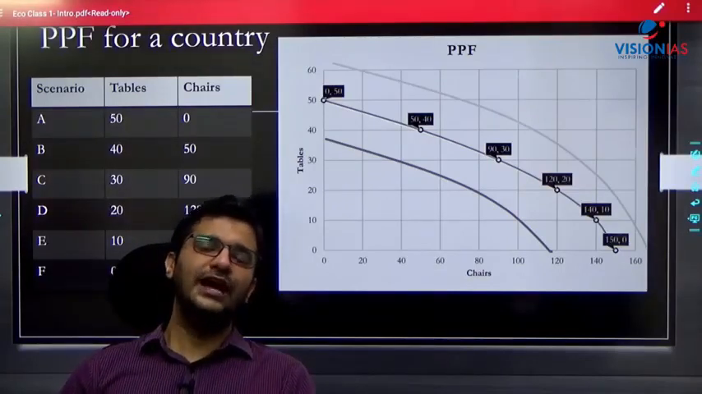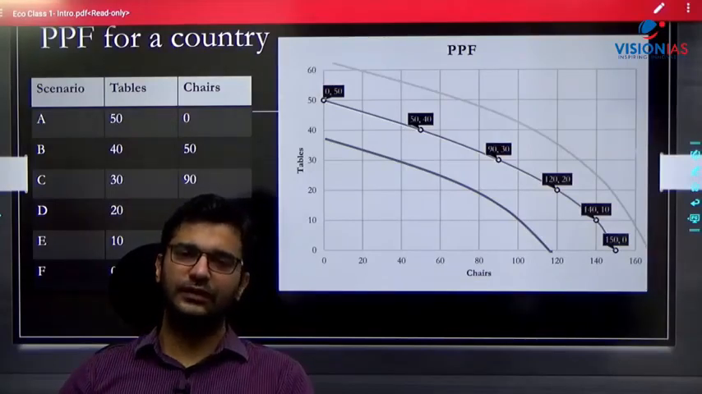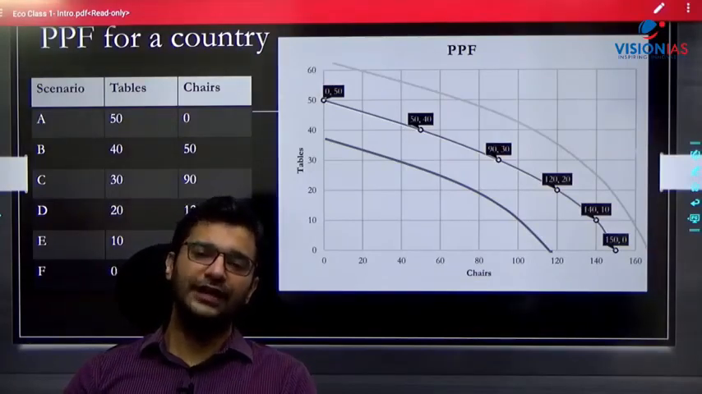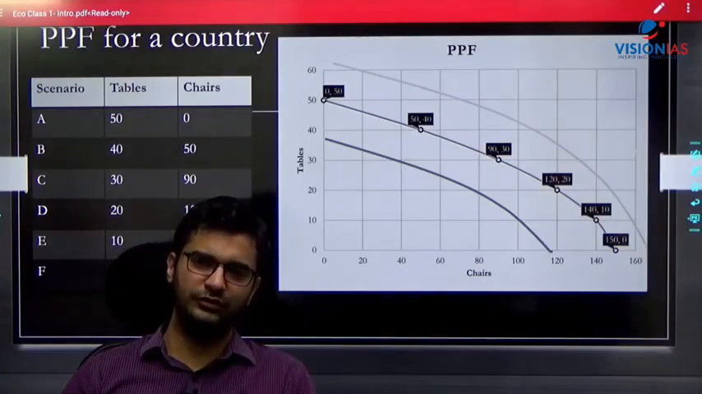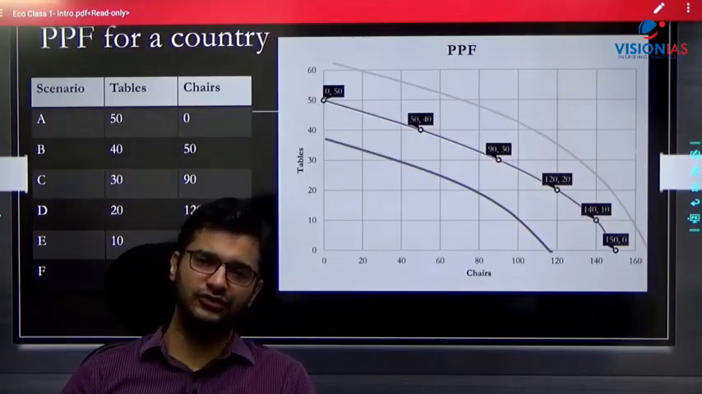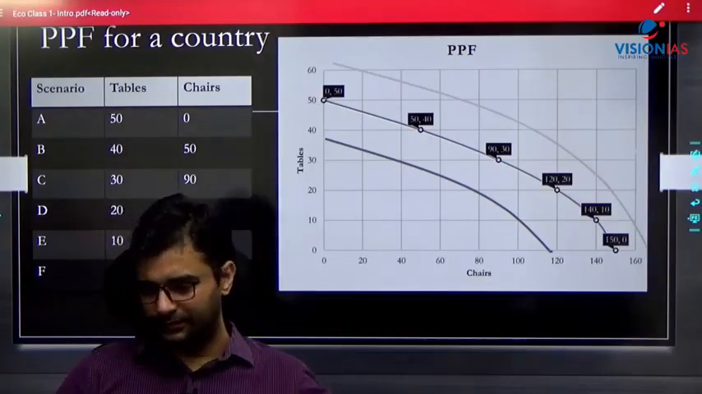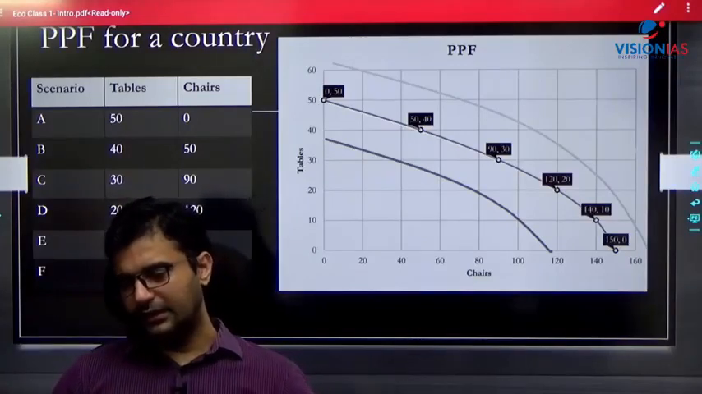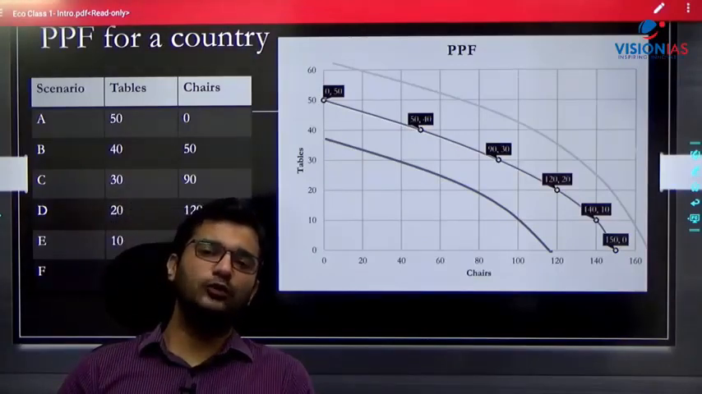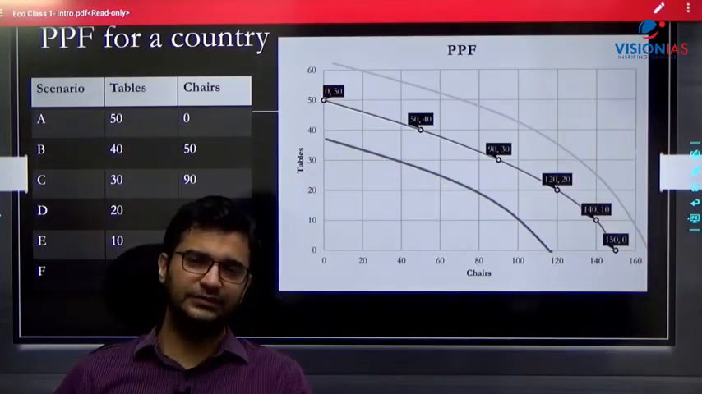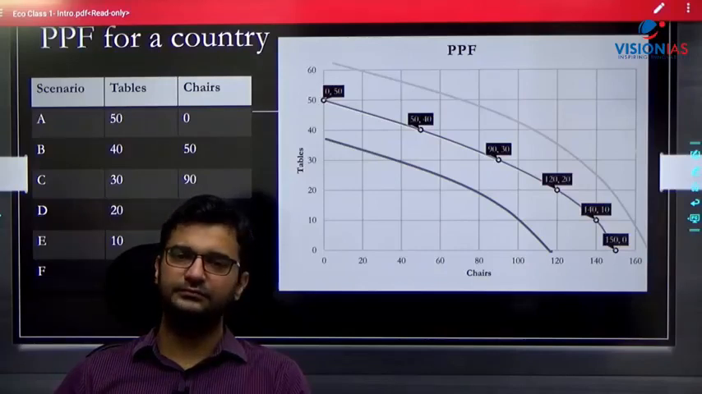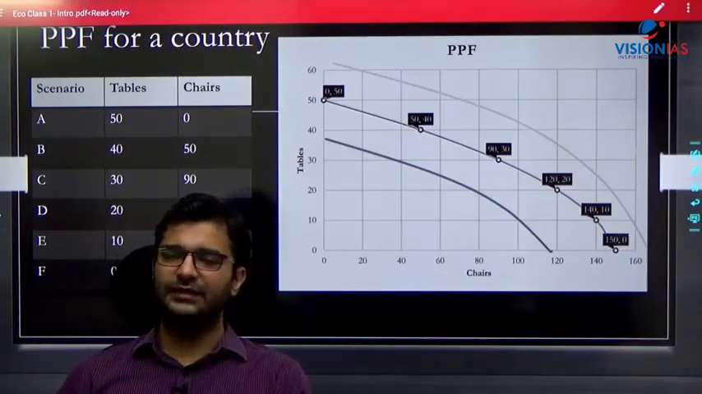Assuming full utilization of the limited resource, a set of different outcomes can be produced.